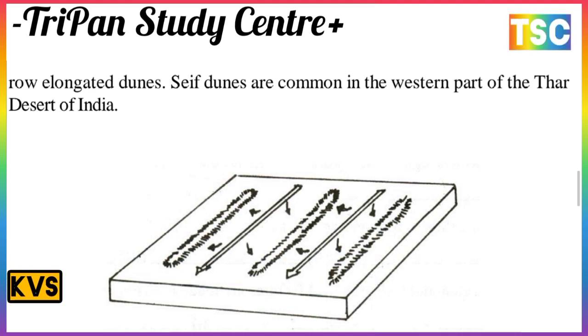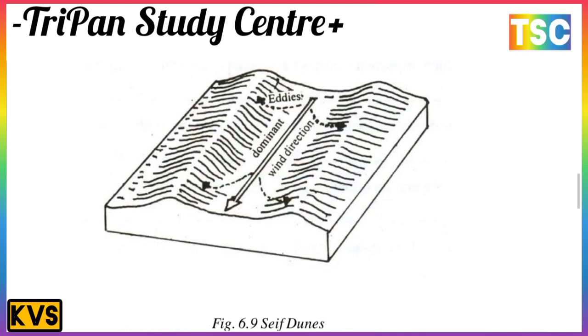The first diagram shows an arrow shape, which is a Seif dune. Next, the second diagram shows Seif dunes arrays, the dominant wind direction, and the wind direction clearly shows the Seif dunes here.